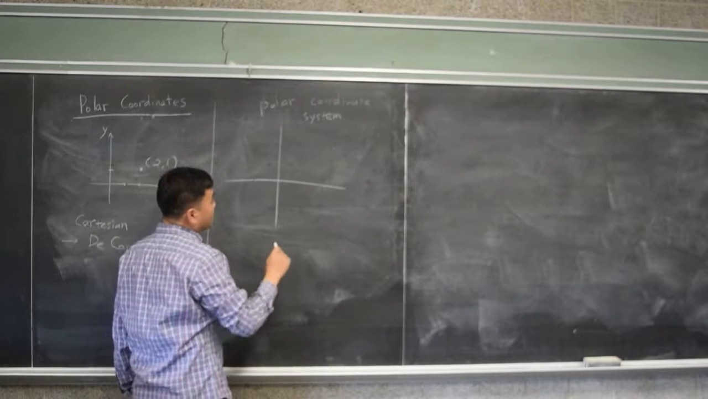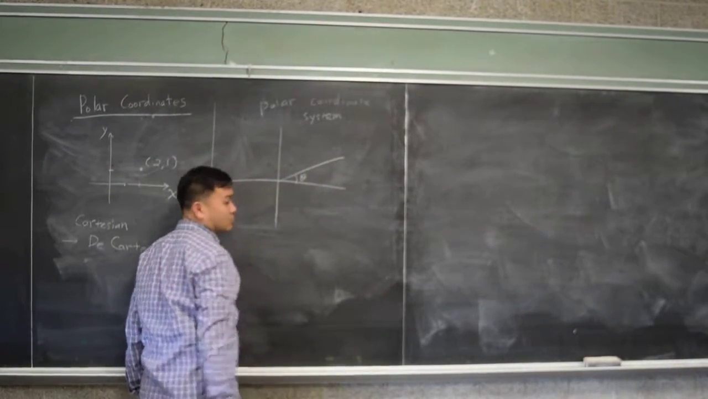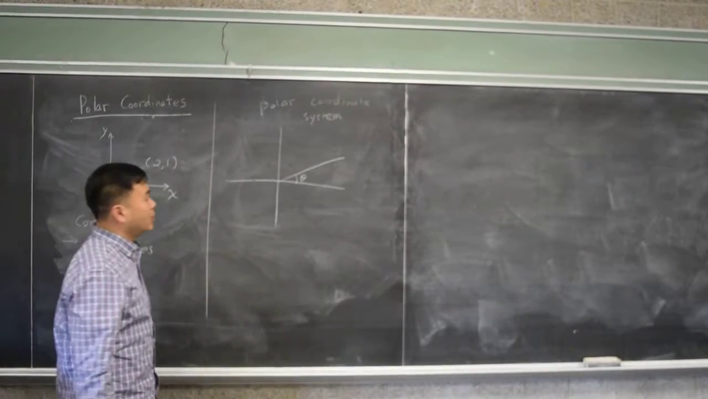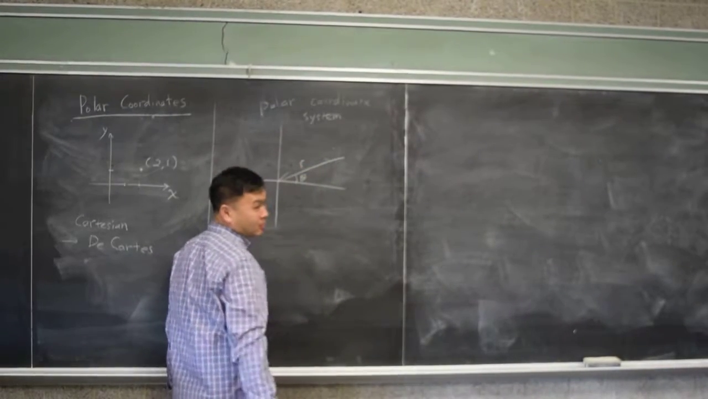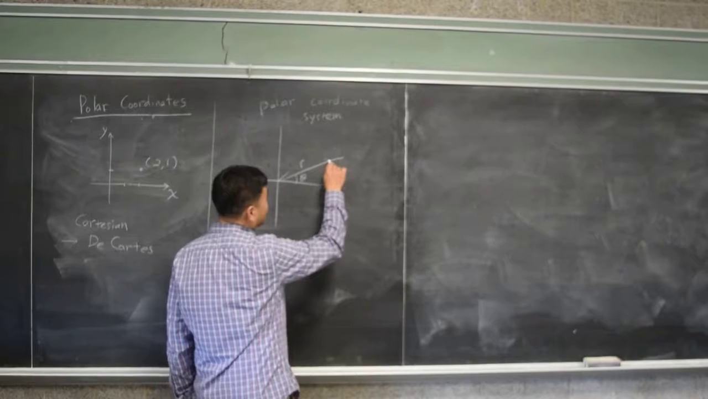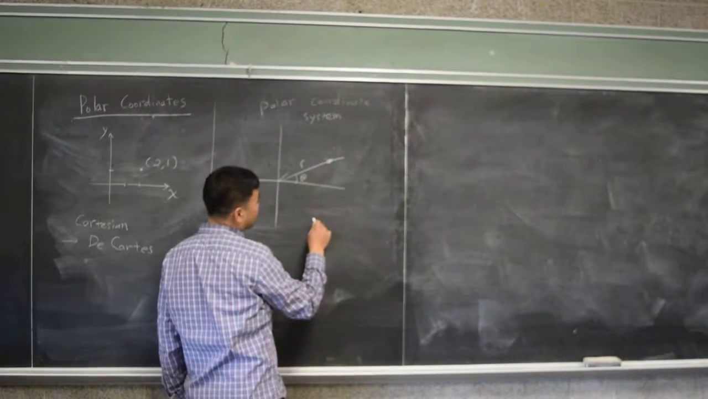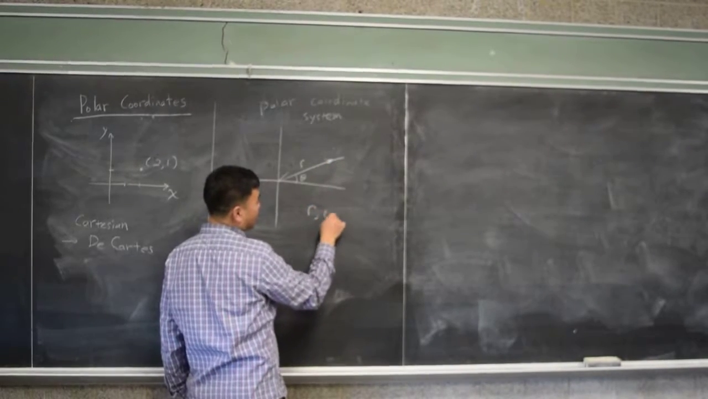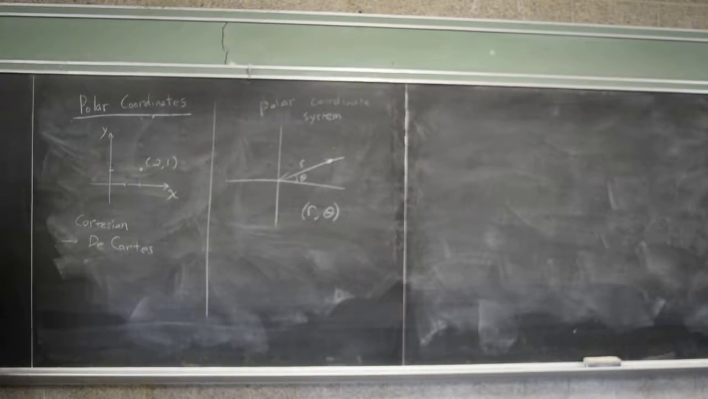First, you have to pick an angle. And then you have to decide the distance from the origin. And this point here is represented as (r, theta). That's called the polar coordinate system. Okay.